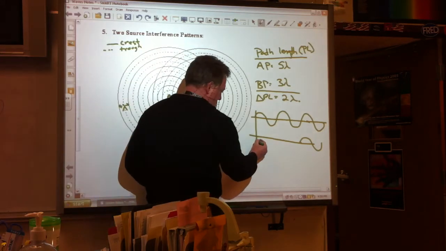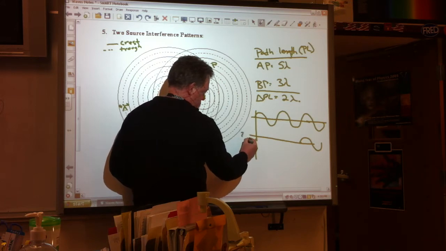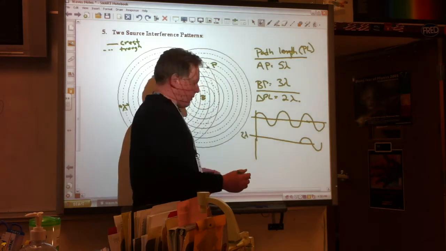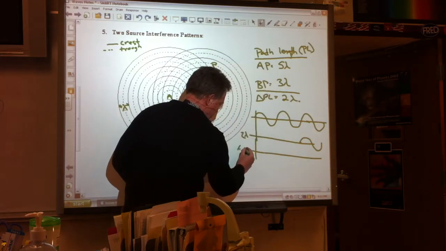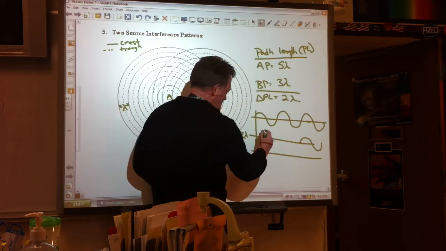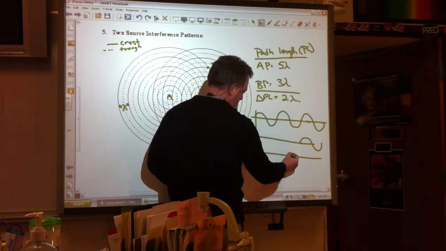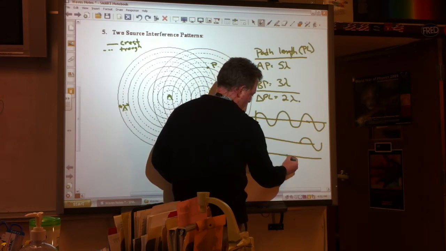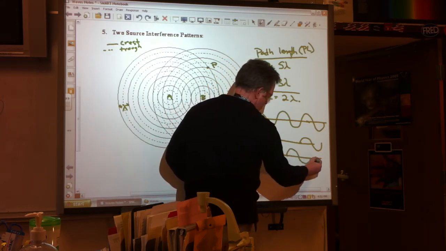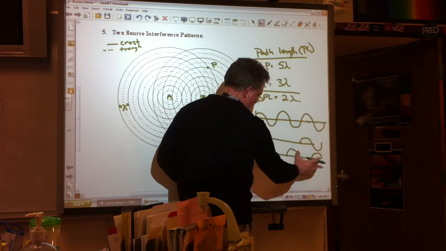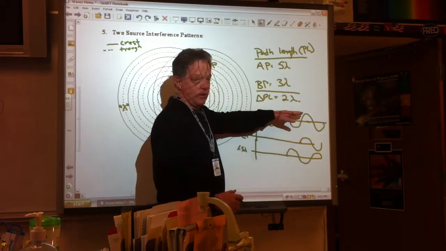I'm going to draw one more, just for the sake of seeing it. Let's do a different one, one that's 1.5 wavelengths different. So there's 1 wavelength, and there's a half a wavelength. It's going to start right here, and when it starts, it goes up, goes down, goes up like this. Now you see that that one is out of phase, so it would produce destructive interference with that.